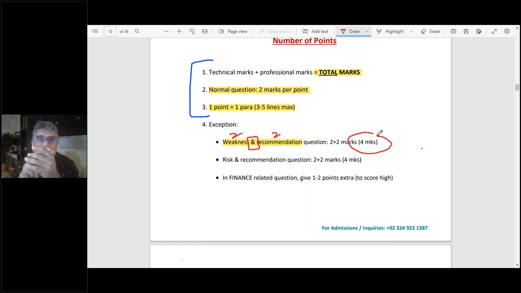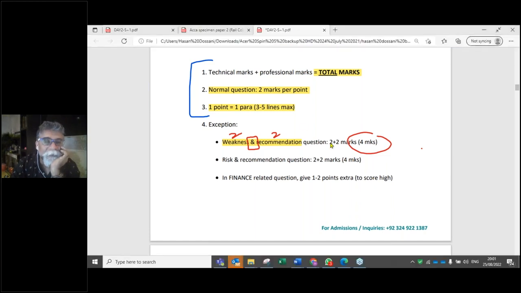So if it's a 16 marks question and it says identify weaknesses and give recommendations, how many weaknesses are you supposed to identify? Yes, very good. 4 weaknesses. Good, Hafiz. Very good. Marjoline, what do you think? 4 weaknesses along with 4 recommendations. So, okay.